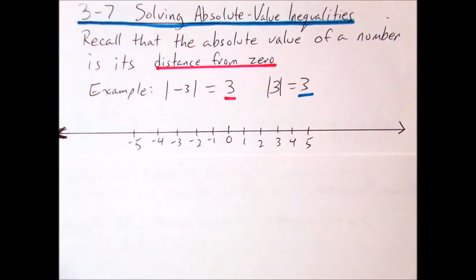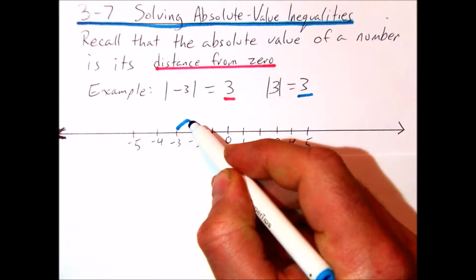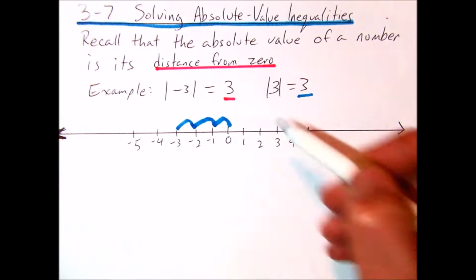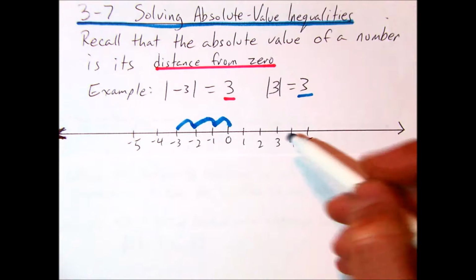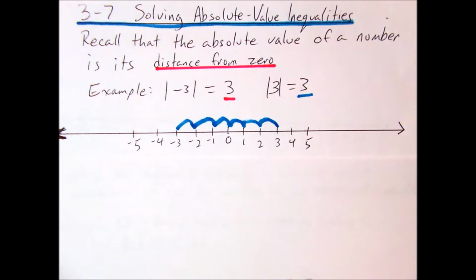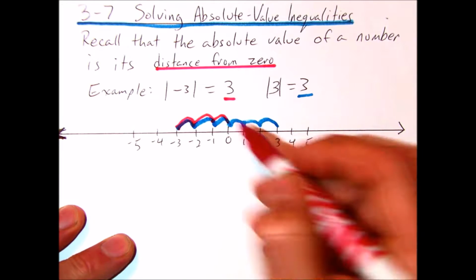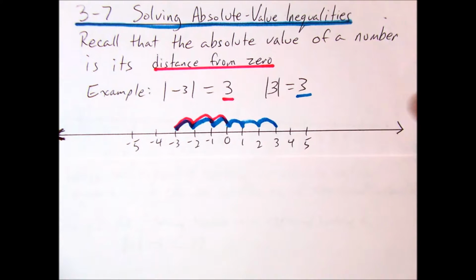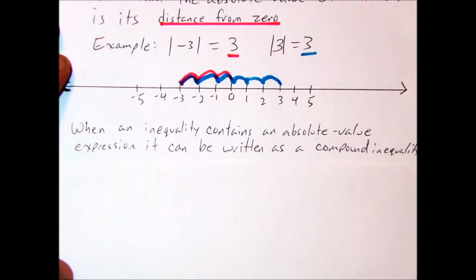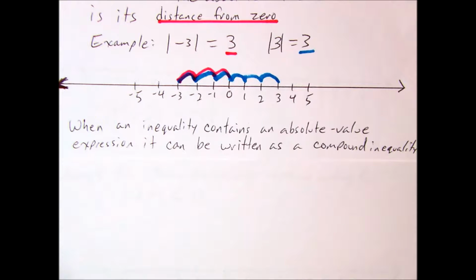We can see that -3 is 1, 2, 3 units from 0, as is positive 3, 1, 2, 3 units. I actually meant to do that in different colors. So this would be our negative. Okay, so when working with an inequality that contains an absolute value expression, it can be written as a compound inequality.